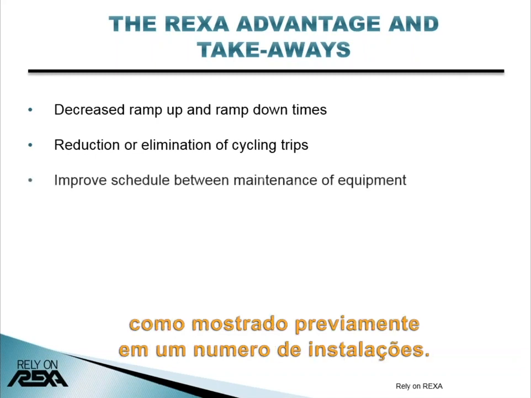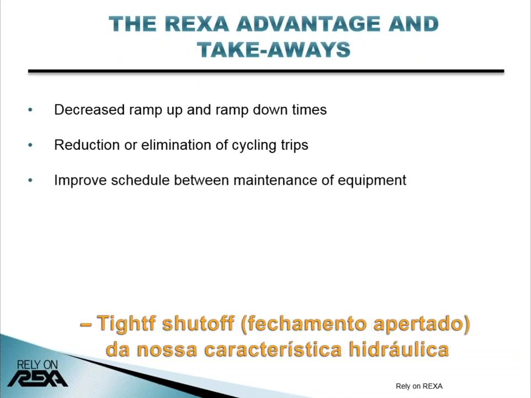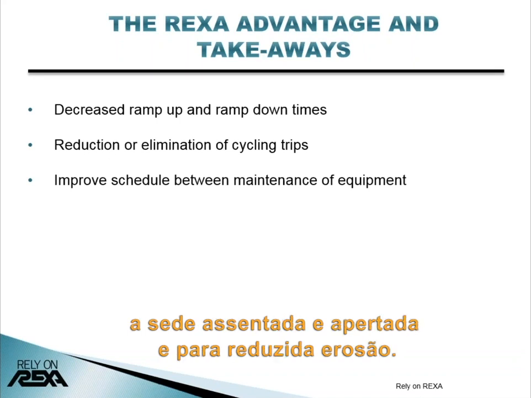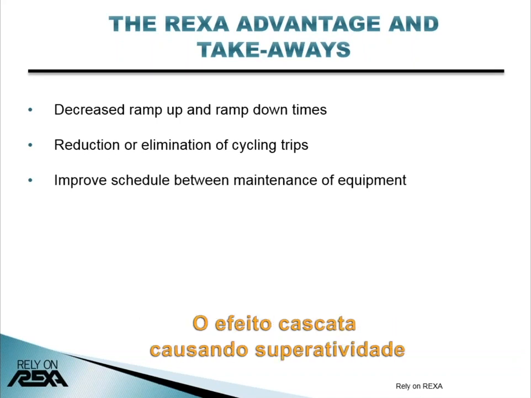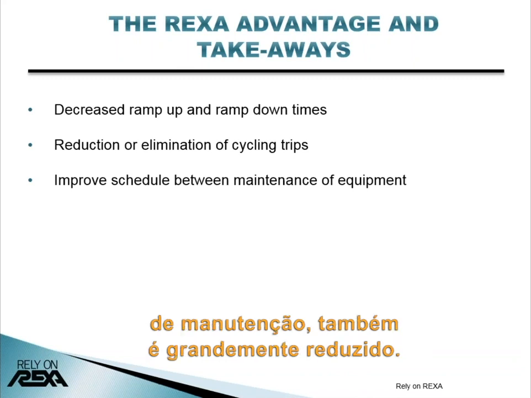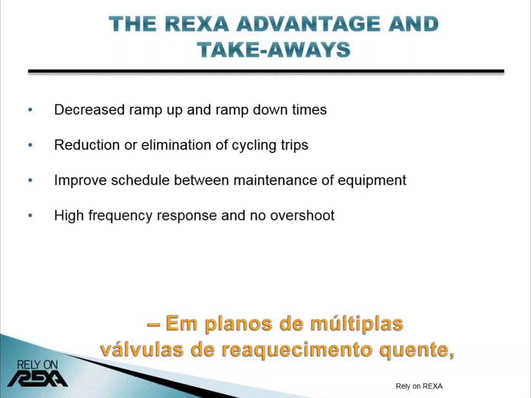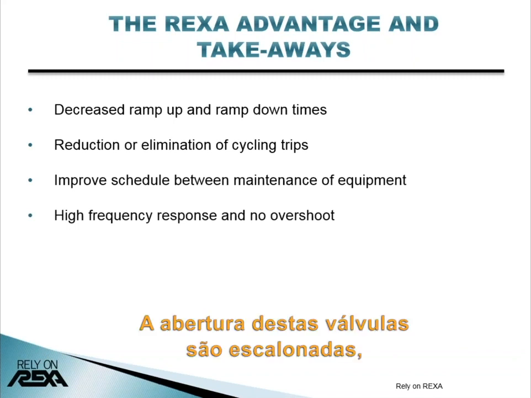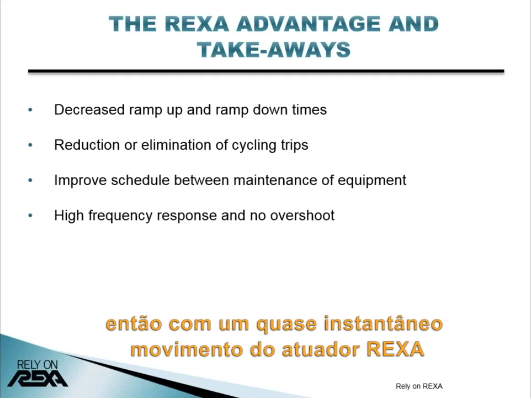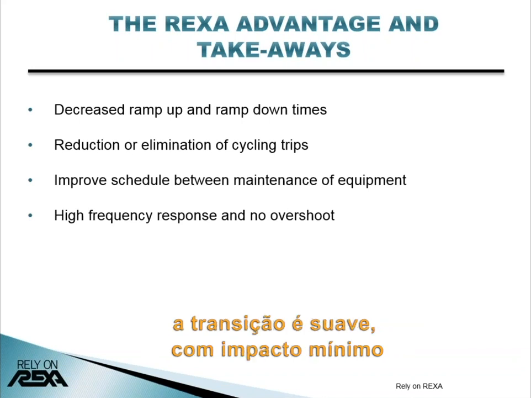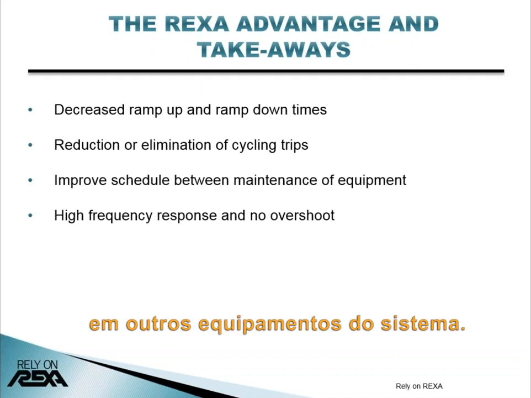As shown previously in a number of the installs, tight shutoff from our hydraulic lock-in-place feature is key to maintaining seat tightness and reduced erosion. The cascading effect causing other equipment to be overactive, increased required maintenance, is also greatly reduced. In plants with multiple hot reheat valves, a predictable startup is important. The opening of these valves are staggered, so with an almost instantaneous movement of the REXA actuator to control signal changes and no overshoot, the transition is smooth with minimal impact to other equipment in the system.